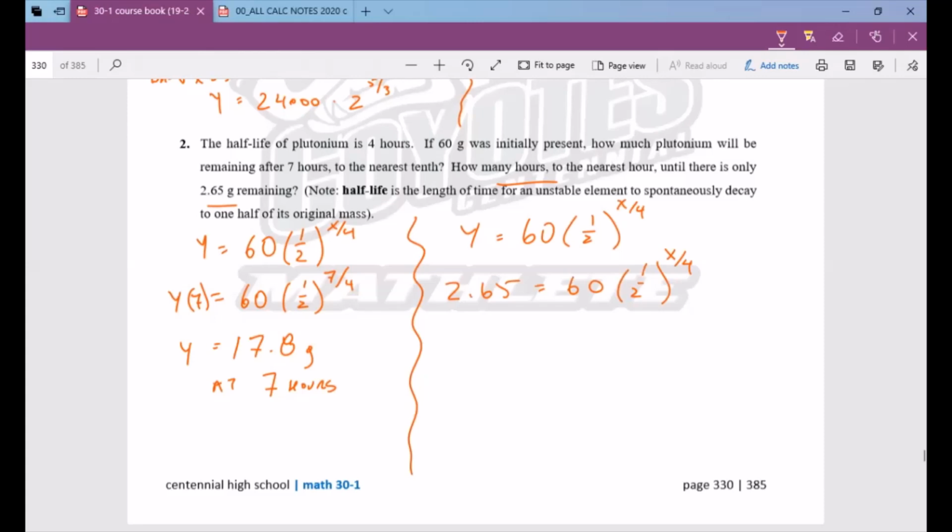So if we're going to do this algebraically, we're going to need logarithms because our unknown is in our exponent. Our first step is going to be to divide both sides by 60, and you have 2.65 over 60. I'd probably take that a step further and get your calculator to change that into a fraction. So as an exact value, 2.65 over 60 is 53 over 1200. That leaves me with, on the right side, 1/2 to the x over 4.